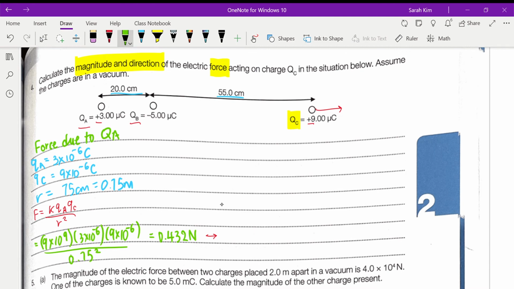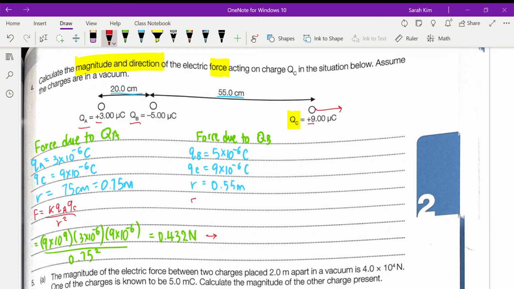Right, so one more. I've got to do the force due to QB now. So I'm only looking at QB and QC. Let's write some facts down. QB is 5 times 10 to the power of negative 6. QC is 9 times 10 to the power of negative 6 coulombs. And my R is 55 centimeters, which is 0.55 meters. Always make sure it's in standard unit.